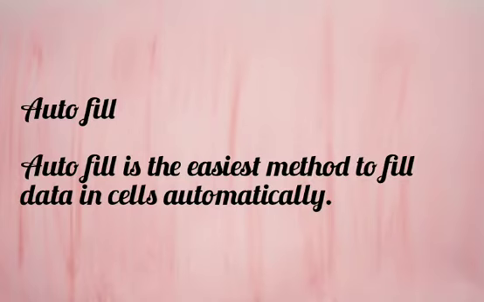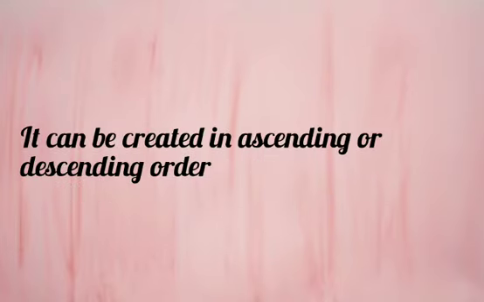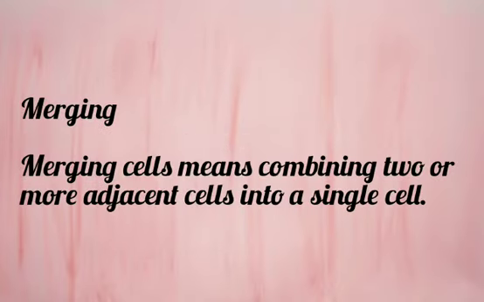Autofill. Autofill is the easiest method to fill data in cells automatically. It is used to fill a series of number and text combination and dates or time periods based on the pattern in Excel. It can be created in ascending or descending order. Merge cells. Merging cells means combining 2 or more adjacent cells into a single cell.